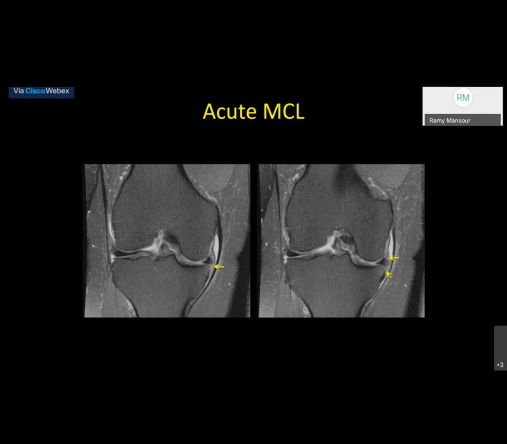The good news is this is peripheral. If it happens in a young patient, this is the vascular part of the menisci, and it can heal by itself. So it is not a surgical type of injury, but you need to know about it and call it whenever you see it.